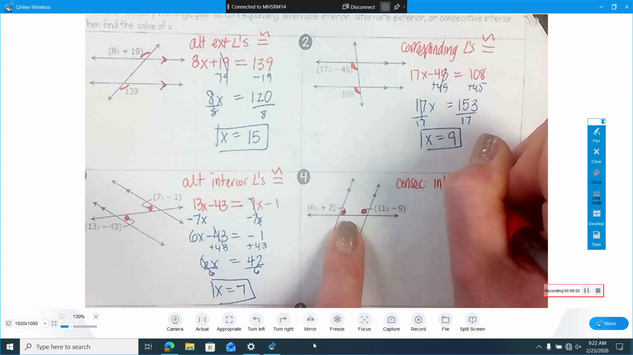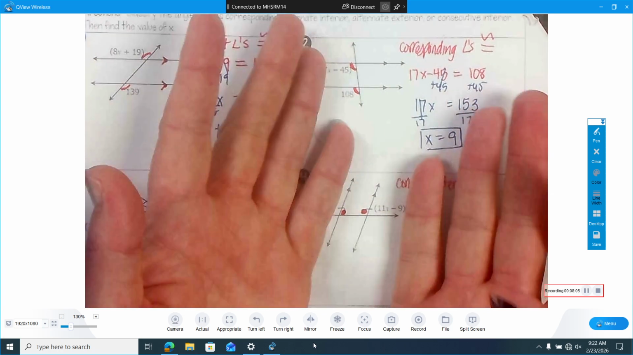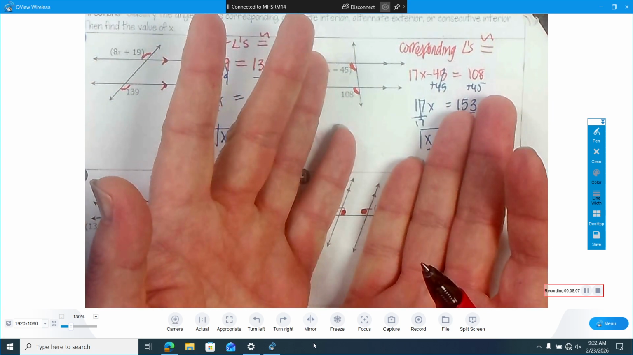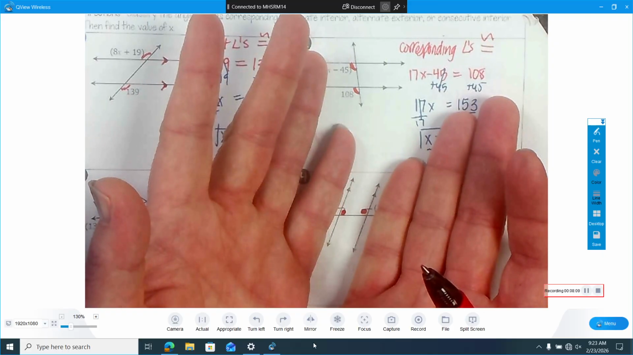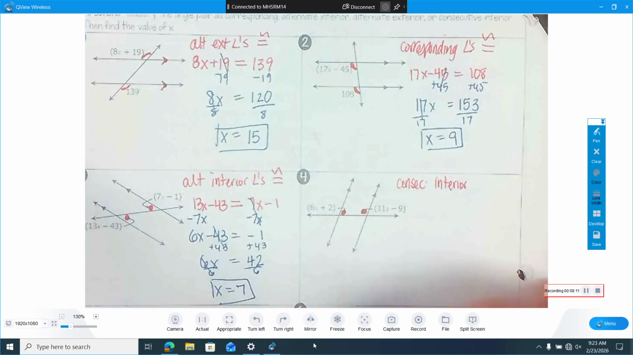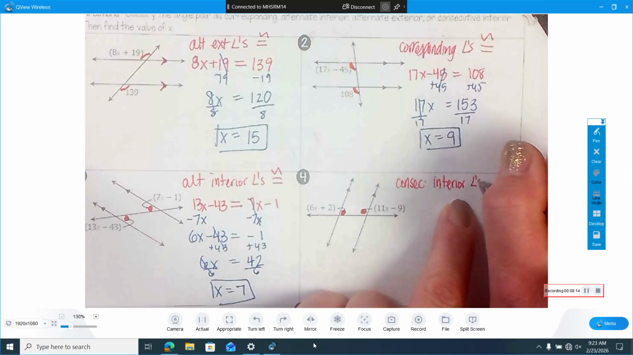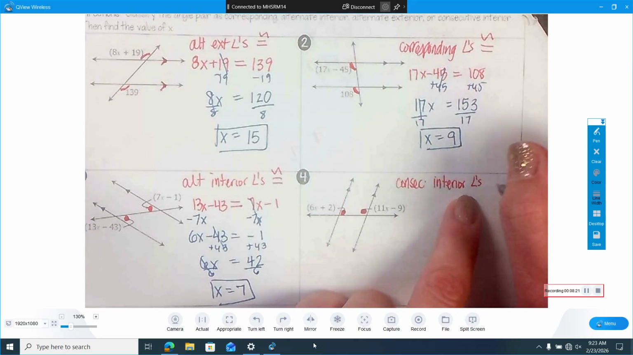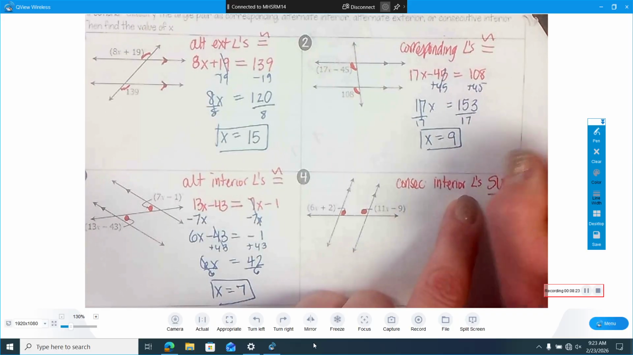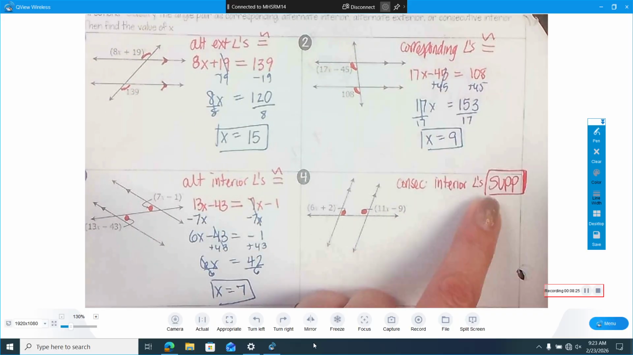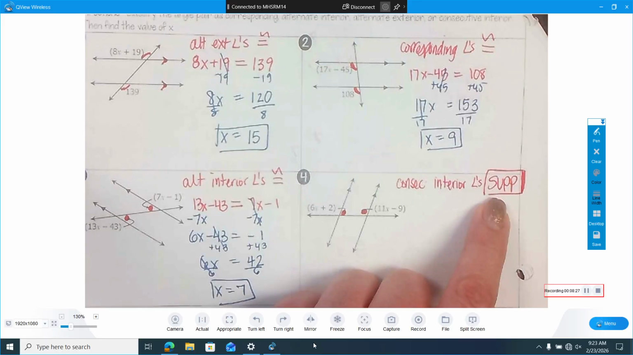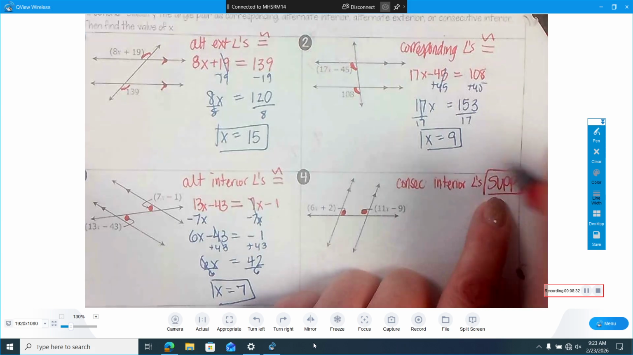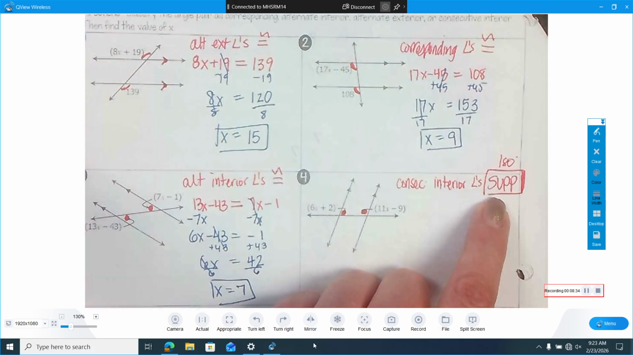Interior, yes. Consecutive interior, again, interior because they're in between those parallel lines. So that's the interior. Consecutive interior angles are, are they congruent or was this the one that was different? This is supplementary. This is the one that's different. These consecutive interior angles are supplementary. What does supplementary mean? They add to equal 180 degrees.